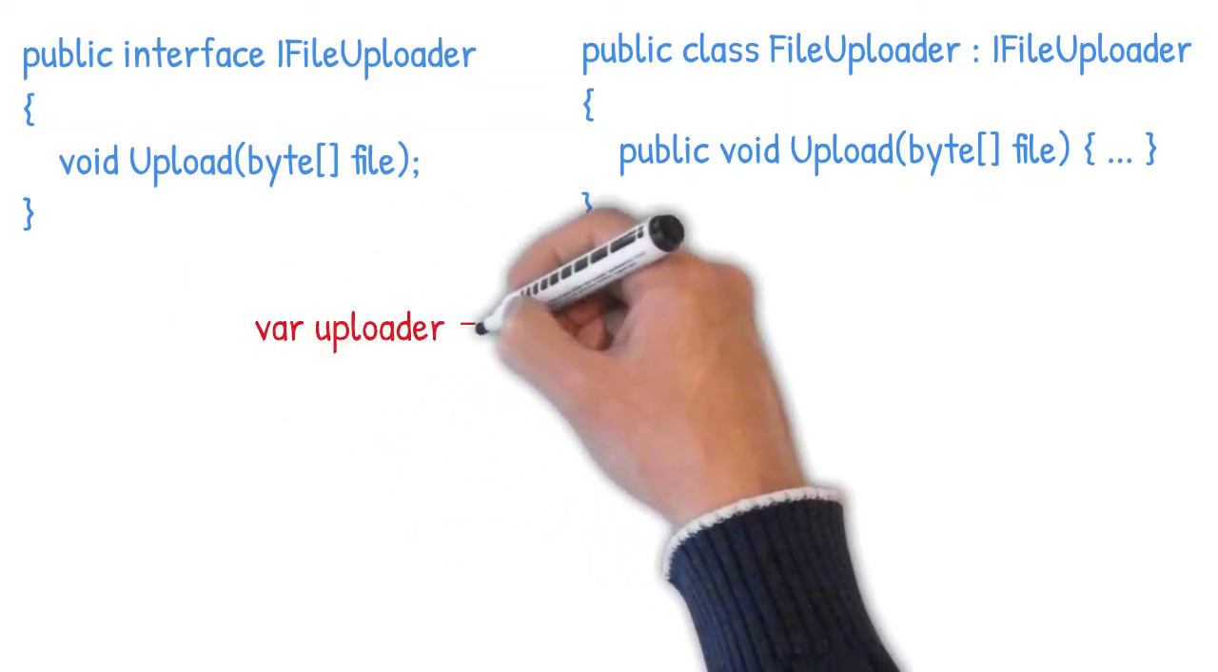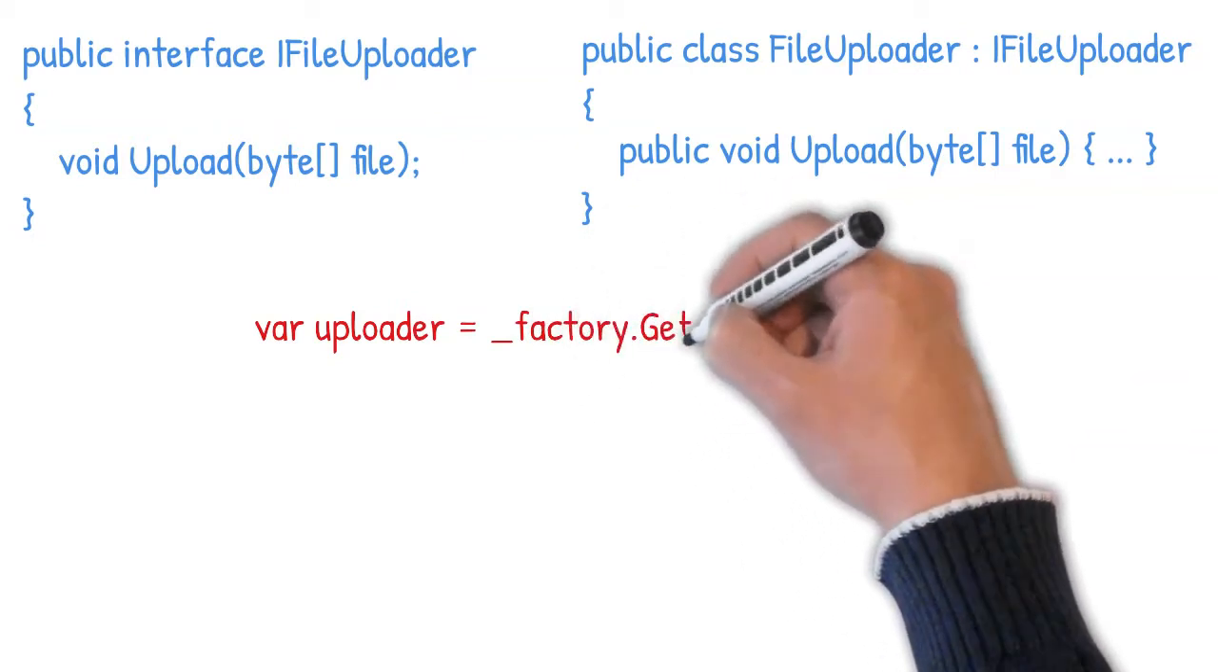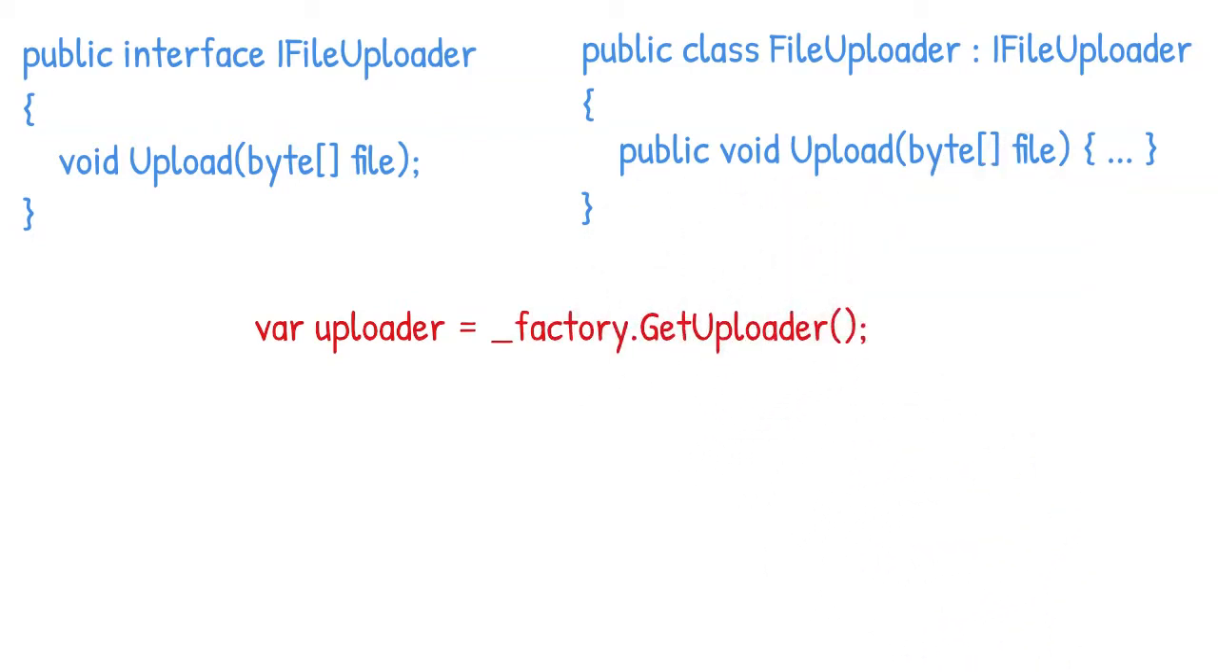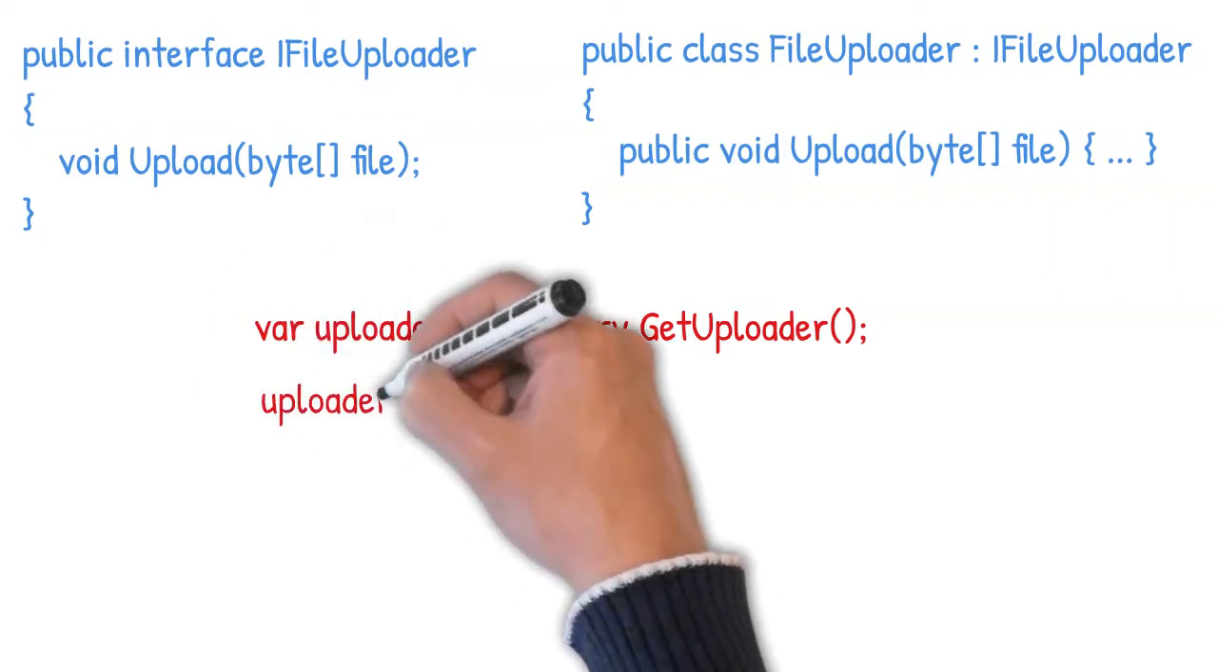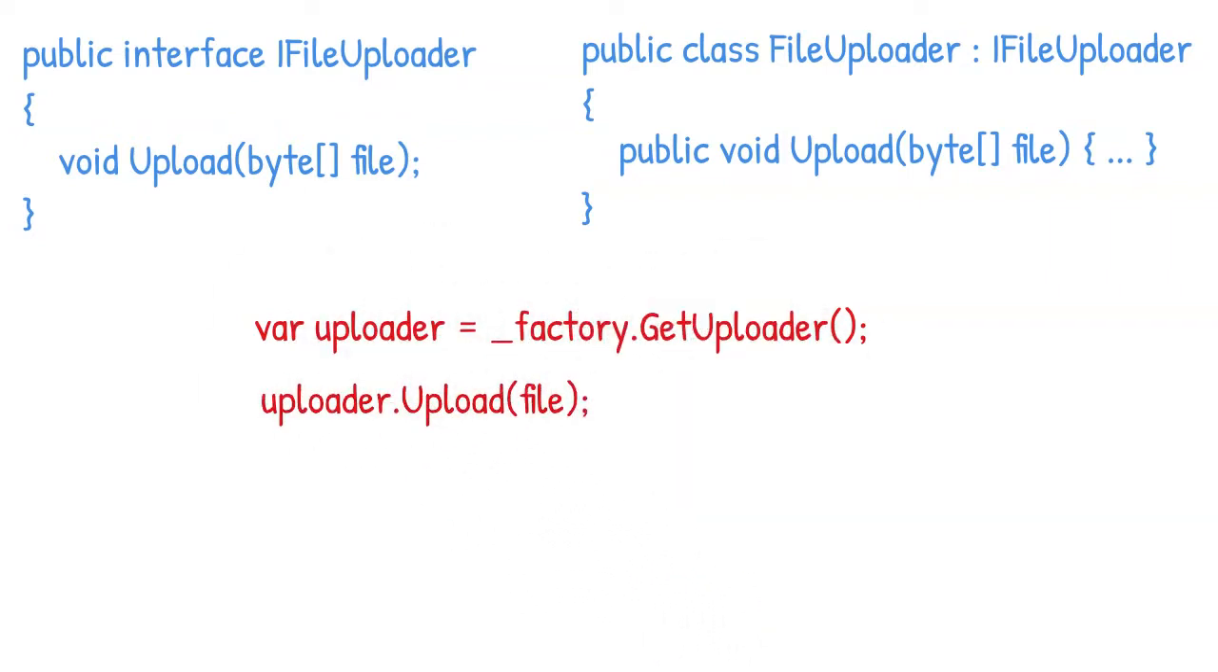From the consumer point of view, consumer will use, say for example, a factory pattern to get the instance of uploader, and using that instance, it will just upload the file. Okay, this is a very simple requirement which we have built so far.